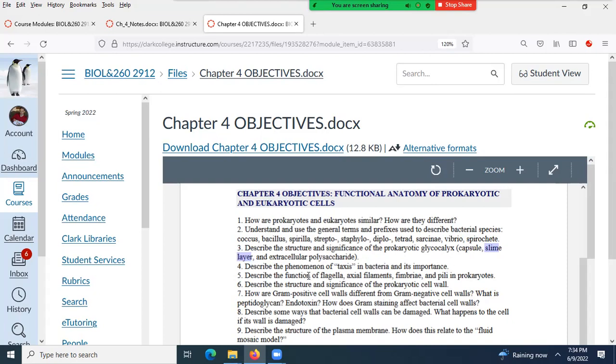Be able to describe the phenomenon of taxis of bacteria and why it's important. Taxis is the movement of bacteria in response to a stimulus. It's important to the bacteria because the bacteria want to move to a more favorable environment where it will be able to grow and reproduce more easily. So taxis is important to the bacteria, to bring the bacteria to a more favorable environment.